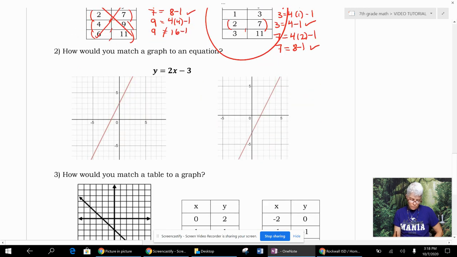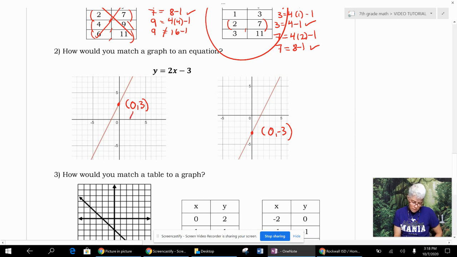Let's look at the next one. This one is ordered pairs off of a graph. Now, this is where it's super important to be able to name an ordered pair in order to be successful at this next part. So I have an ordered pair, one for each graph. Let's see if both of them or none of them work out.